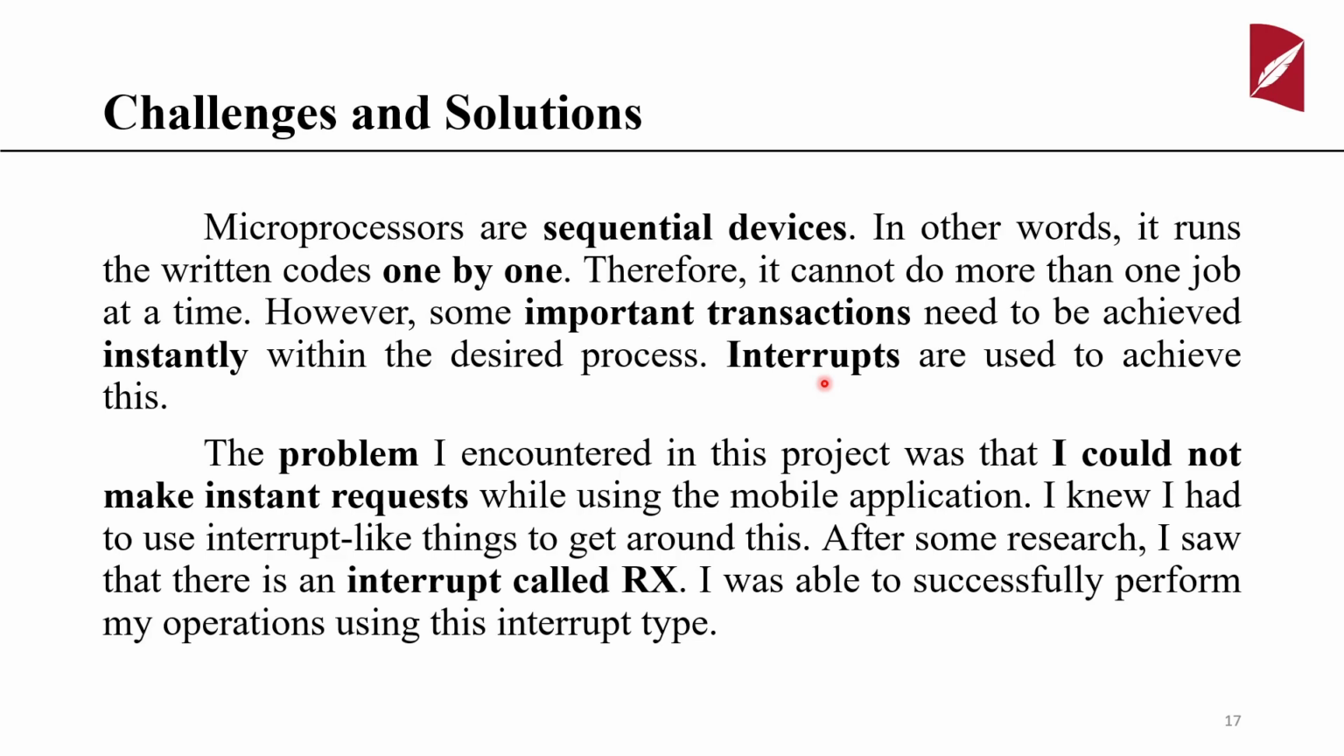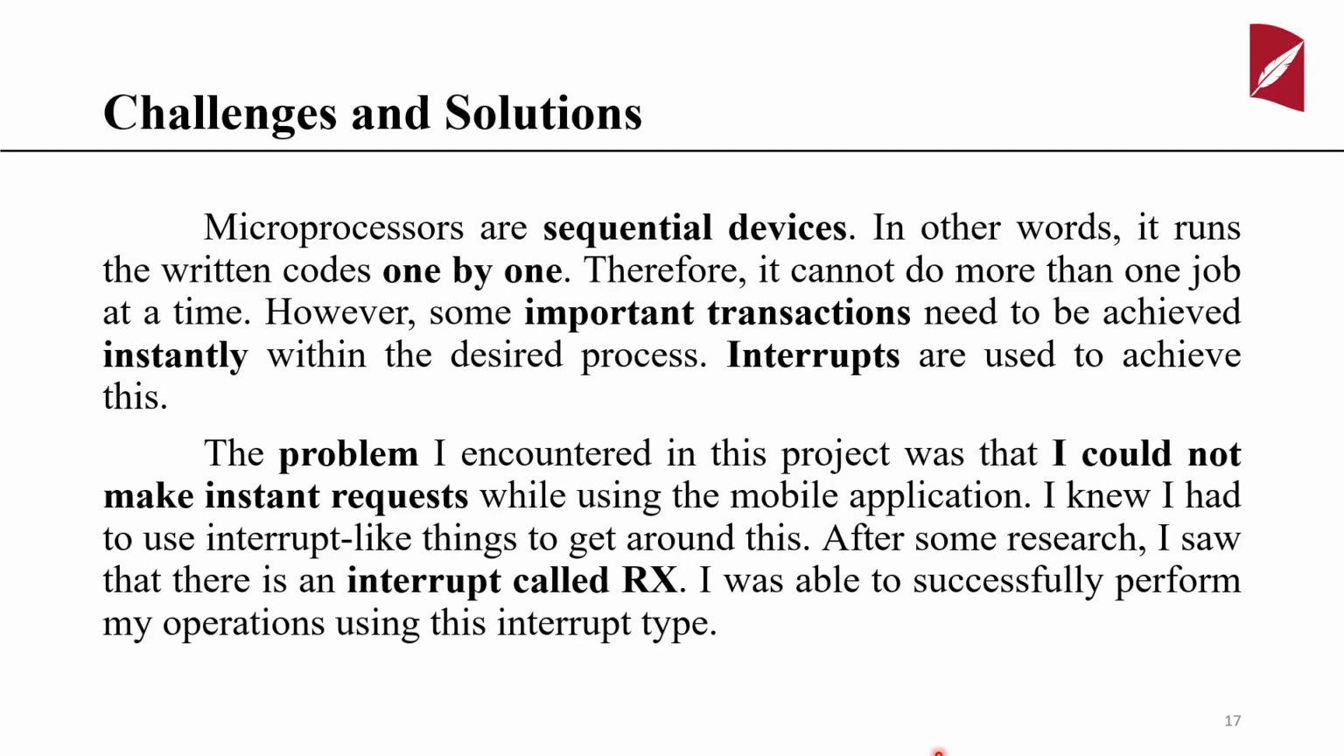Microprocessors are sequential devices. In other words, they run the written code one by one. Therefore, they cannot do more than one job at a time. However, some important transactions need to be achieved instantly. Within the desired process, interrupts are used to achieve this. The problem I encountered in this project was that I could not make instant requests.